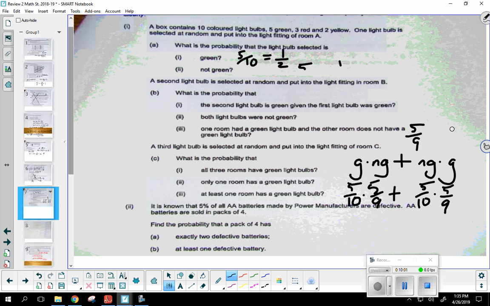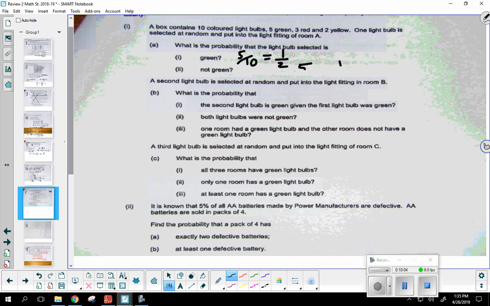All right, and then we're moving on. The third light bulb is selected at random and put into the light fitting room of room C. What's the probability that all three rooms will have green bulbs? Basically, green times green times green. I was looking for that particular branch. So we have 5/10, so that's 1/2, times now there's only 4 left out of 9, times 3/8. And then we can start to simplify these. That's 3, 1, 2. So ultimately I'm going to end up with 1/12.